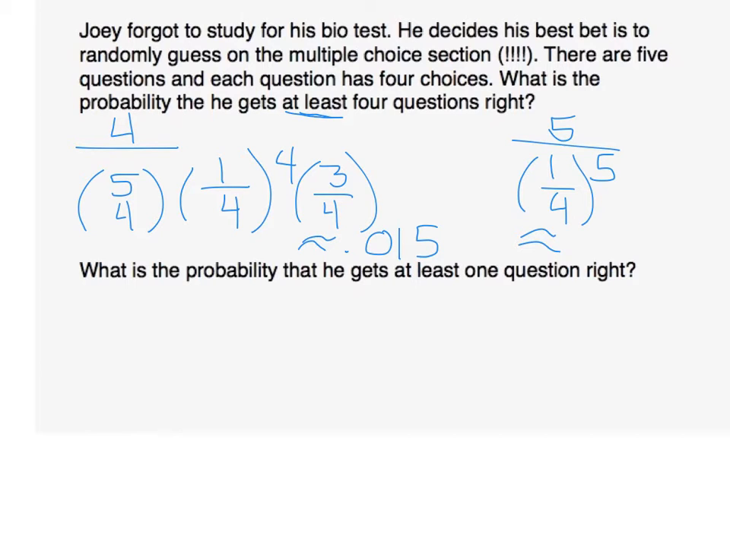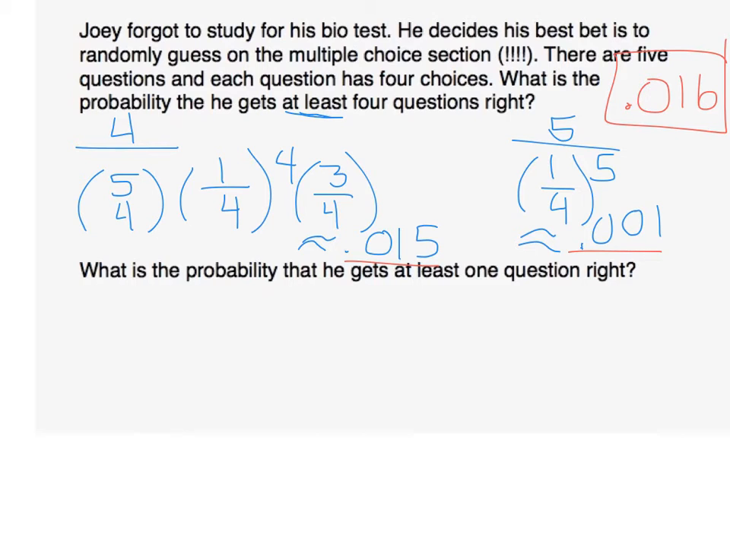And that's a really, really tiny probability, about 0.001 or 0.1%. So he does not have a very good chance of getting all 5 questions right. Then what we want to do to get the total is just add those up. So combine this and this together, and our final answer should be about 0.016, or about 1.6%. So if you have some question like "at least" or "less than," you just have to find the probabilities separately and then add them up.